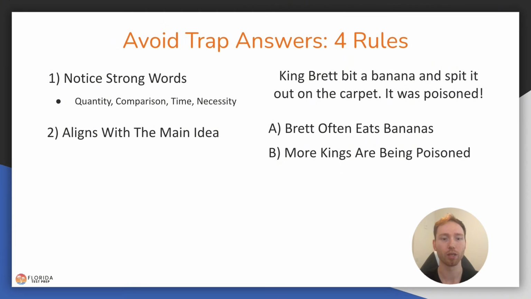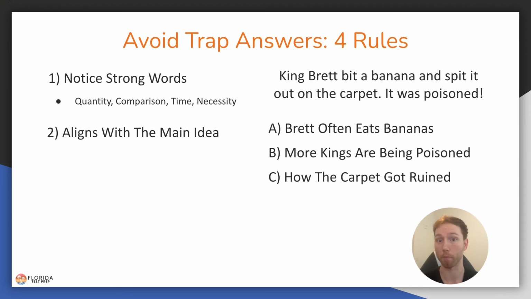Rule number 2. You want to make sure your answer choice aligns with the main idea. The main idea is whatever the passage is about, the point of the passage. It'll be clear as we take a look at these examples. Let's take a look at C. How the carpet got ruined. So if I said, what was this passage about? Was it about a carpet being ruined? No, it was about a king being poisoned.